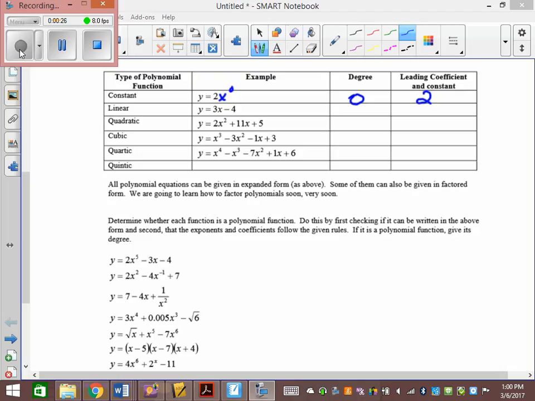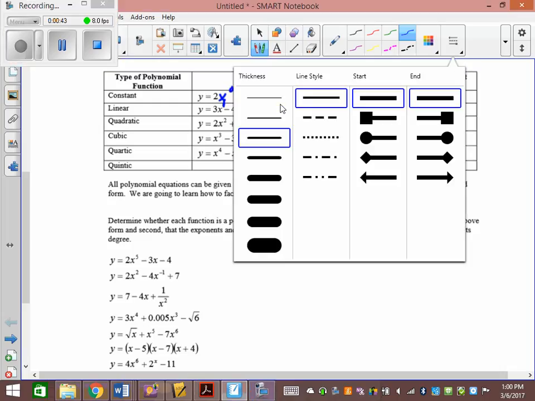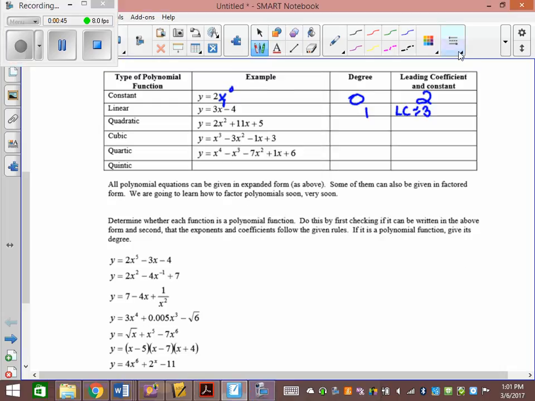Okay? So linear is degree 1, because it's x to the 1. The leading coefficient is 3. And the constant is -4. The constant is the one that remains constant, and the only thing that's going to remain constant is something that doesn't have a variable on it. So the constant is -4.